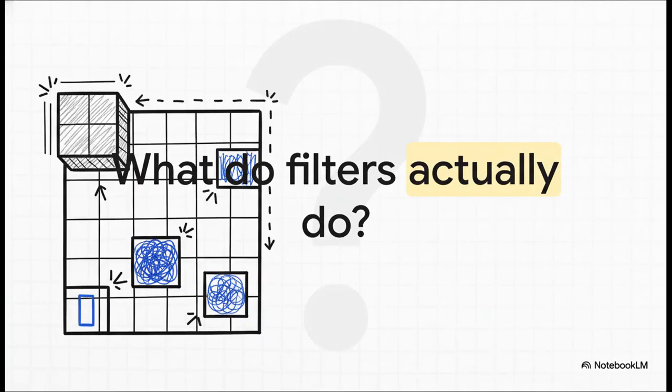So what do these filters really do? Well, they're just small grids of numbers, little matrices. The network slides this matrix over every single part of the image, and at each spot, it does a quick calculation. If it gets a high score, that means the filter has found the exact feature it's looking for, like a vertical line, a specific color, or a certain texture.